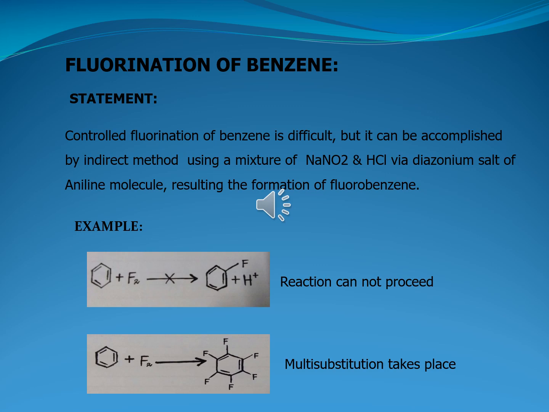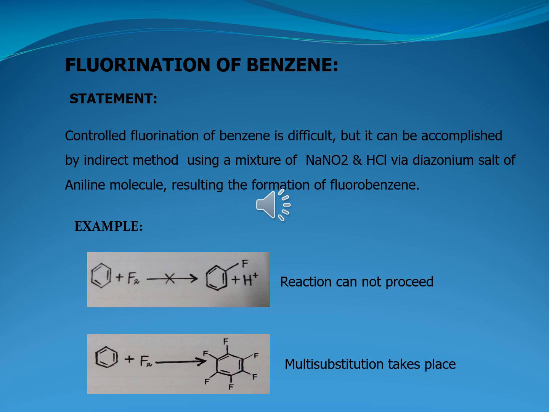You can see over here in the example, if the benzene molecule is simply treated with fluorine, we get fluorobenzene, but these reactions cannot proceed. In the second example, you can see when the benzene molecule is treated with fluorine, we can get a multi-substituted product that may be hexafluorobenzene.